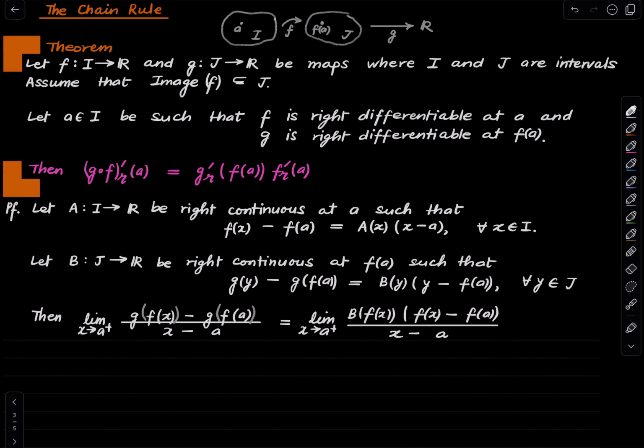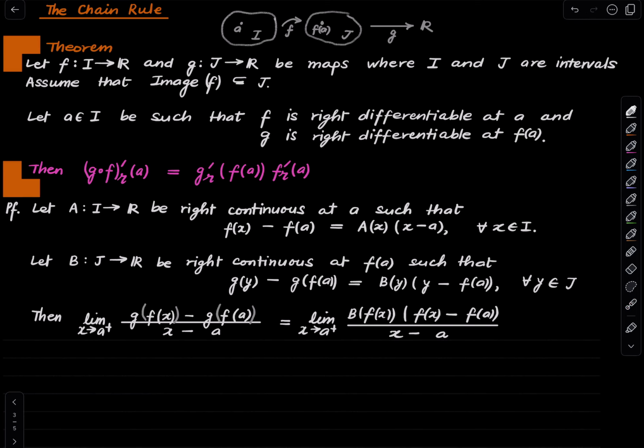And now we know that this limit exists individually. Just forget about that guy for the moment. This exists because f is right differentiable at a. What about that guy? B is a right continuous function at f of a, and f is right continuous at a. Why? Because f is right differentiable at a. Right differentiability implies right continuity. And therefore this limit also exists and is equal to b of f of a, and b of f of a is nothing but the right derivative of g at f of a.